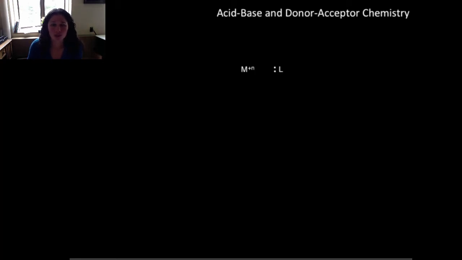So if you look at just a simple interaction with a metal and a ligand, you'll notice that the metal has empty orbitals to accept ligand electrons. And so a metal-ligand interaction is simply just a Lewis acid-base reaction where the metal is the Lewis acid and the ligand is a Lewis base.